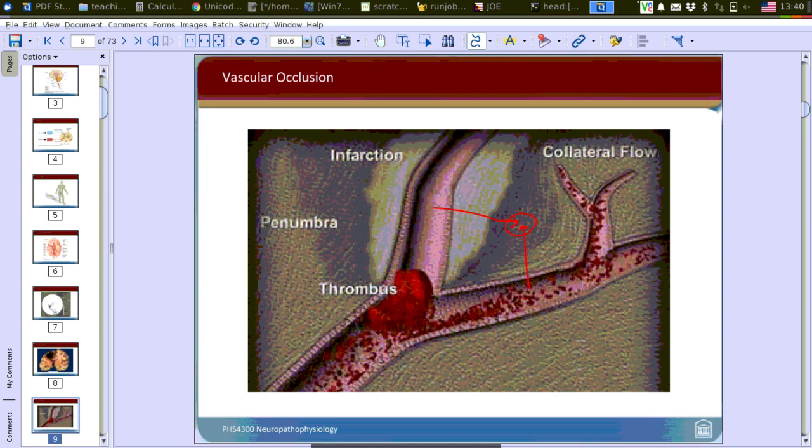But if it's less than 4 to 5 hours, then they give thrombolytic agents, which will circulate in the bloodstream. They will digest the thrombus, and so then the blood flow will return, and the penumbra will heal, and the patient will regain function. So oftentimes, with the treatment, we see regain of function within 24 hours.